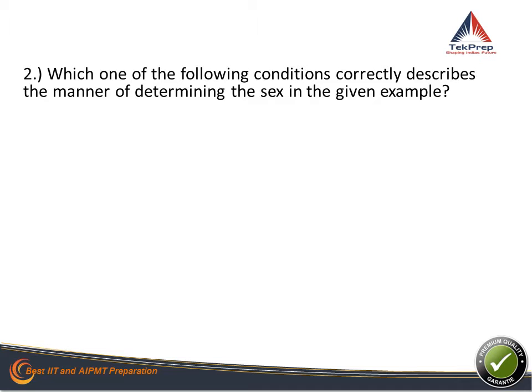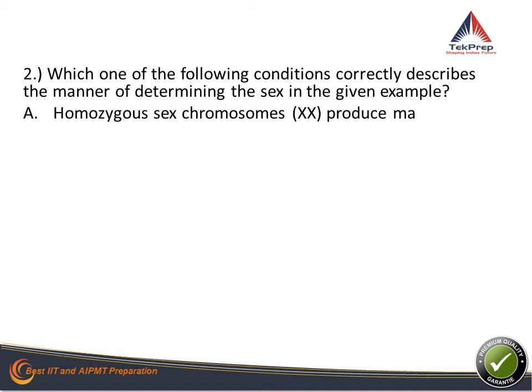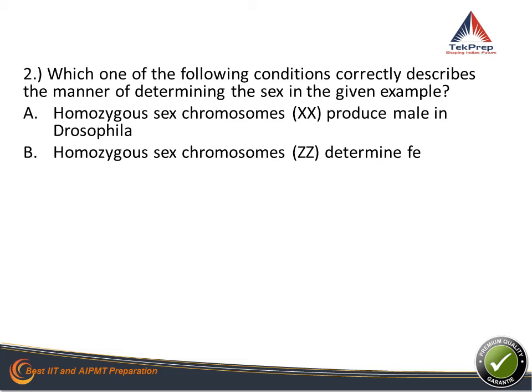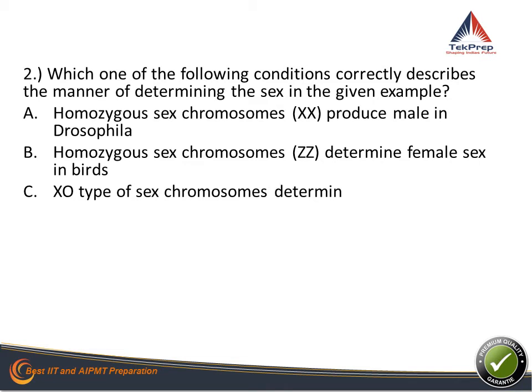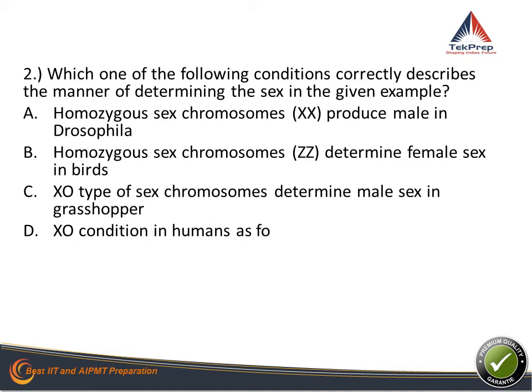In the first option, homozygous sex chromosomes XX produce males in the Drosophila fly. Second, homozygous sex chromosomes ZZ determine female sex in birds. XO type of sex chromosomes determine male sex in grasshopper. And XO condition in humans as found in Turner syndrome determines female sex.